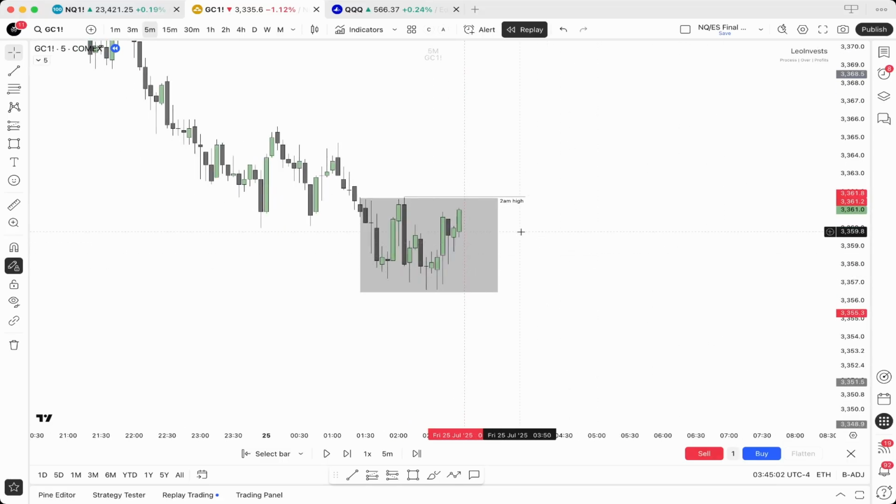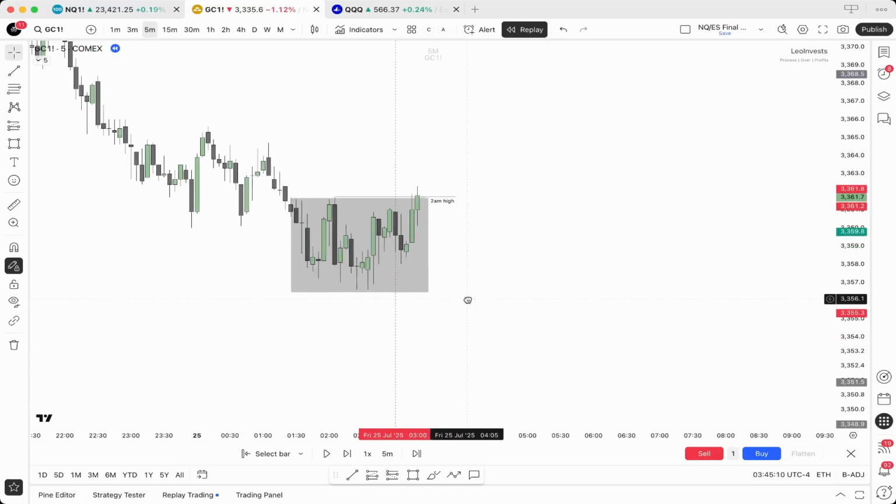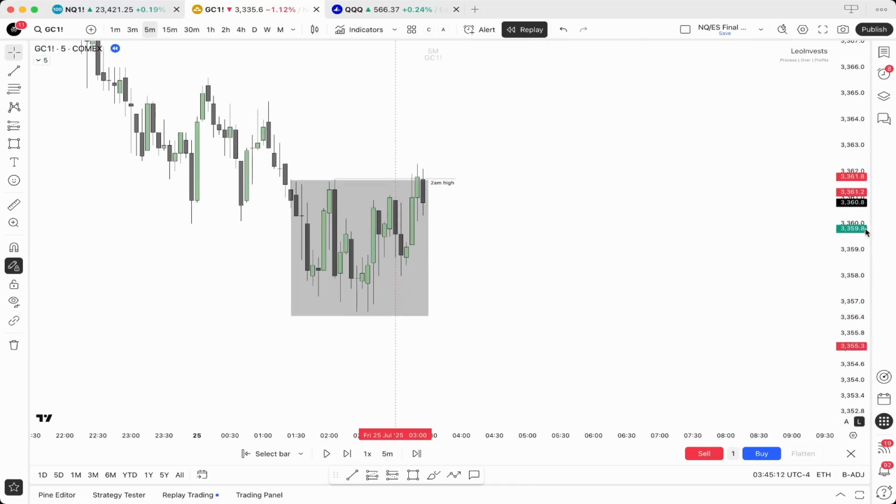And here we see with this 2 a.m. candle high, we had this 3 a.m. candle open. And what does this 3 a.m. candle do? Well, I'm just going to play out a couple here because I was waiting for this manipulation. And here we see what actually occurred on gold here.